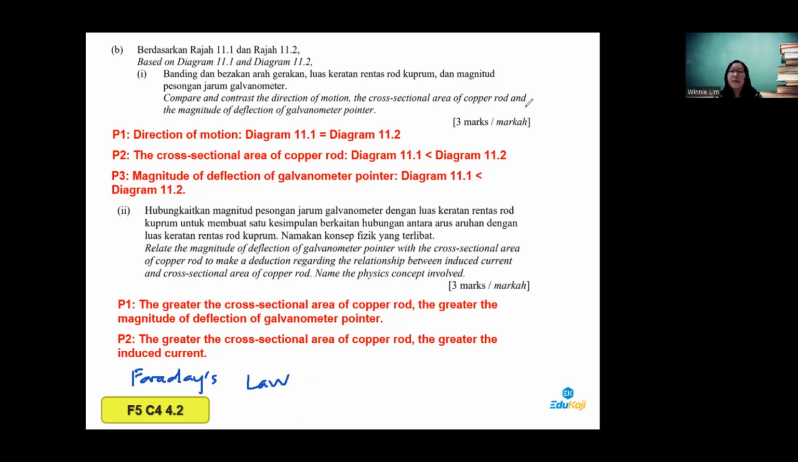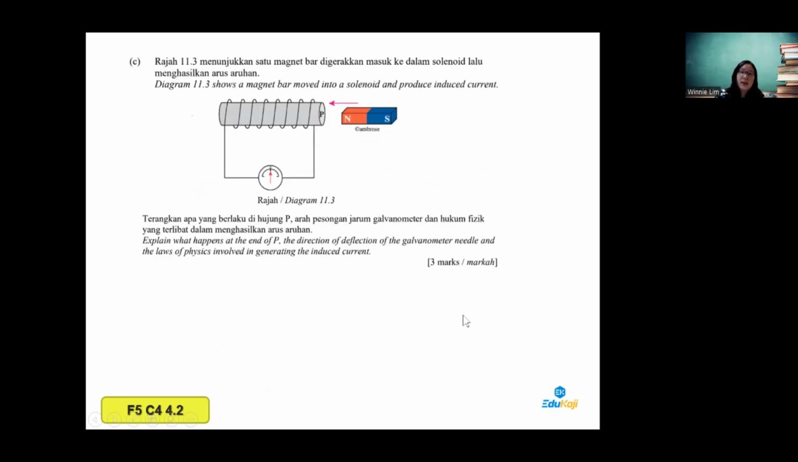Okay, yeah, because I think the schema is a bit of a mistake, or you say electromagnetic induction. Oh, okay, concept can, yes, that indeed can also be accepted, with the law, okay. If concept, then electromagnetic induction. Okay, next one. Diagram 11.3 shows a magnetic bar moving into a solenoid and producing induced current.